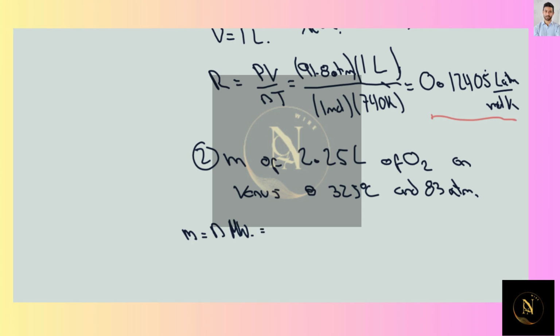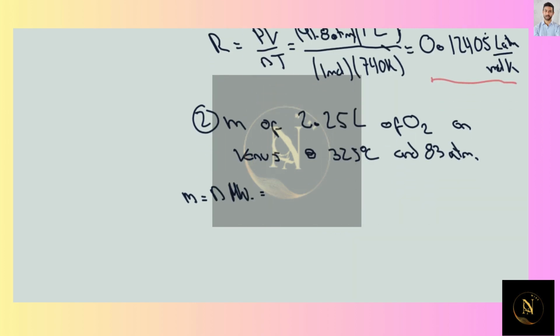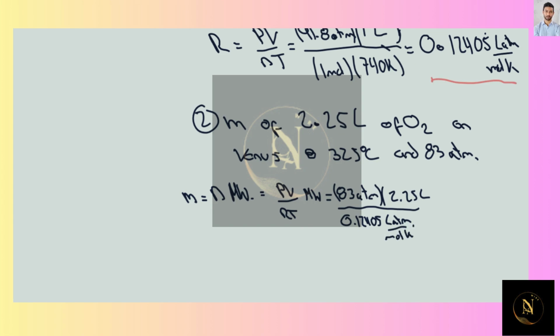In this case, the number of moles can be given from the ideal gas equation. So the amount of moles would be equal to PV divided by RT, and then the molecular weight corresponding to oxygen. So in this case, we have 83 atmospheres, 2.25 liters, divided by the value for R, 0.12405 liter atmosphere over mole Kelvin, times the temperature of 325 degrees Celsius, which is equal to 598 Kelvin.